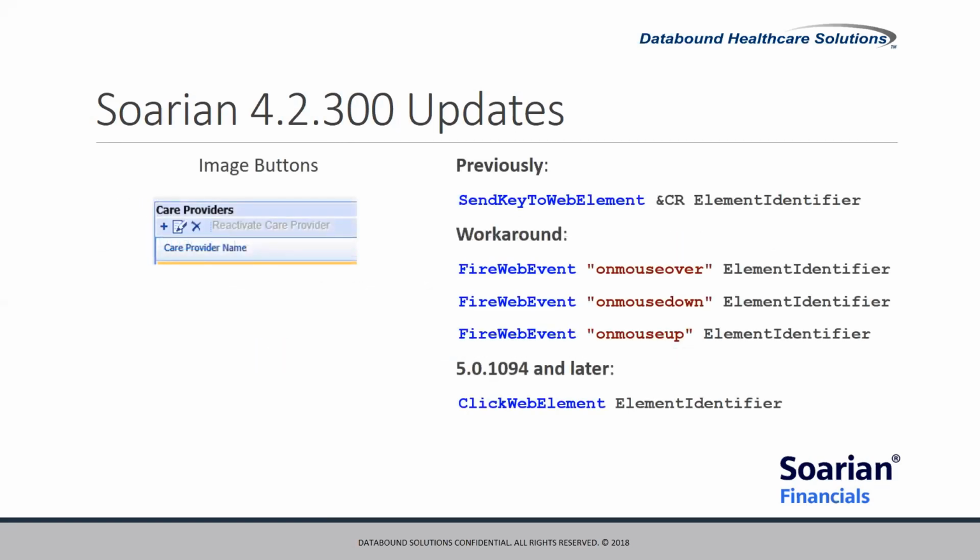All right, so I'm just going to go through what we have seen so far in working with the two beta sites. Image buttons is the first thing that came up. If you've ever worked with any of these, maybe in the master file, or this one happens to be on the care provider section, any of these buttons that have images, we used to interact with those in a workaround, one-off way with send key to web element, where we send a carriage return to those elements, and that's probably worked for the last 5 years.